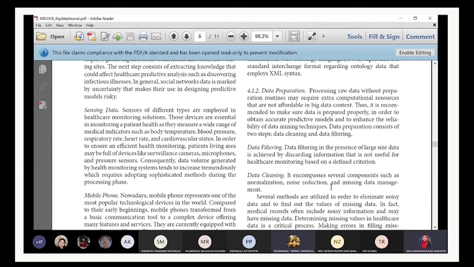Okay. How about any statistical method? Statistical methods.